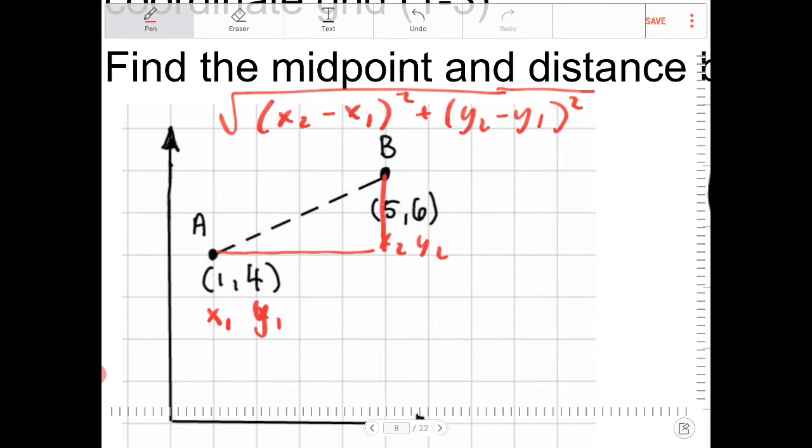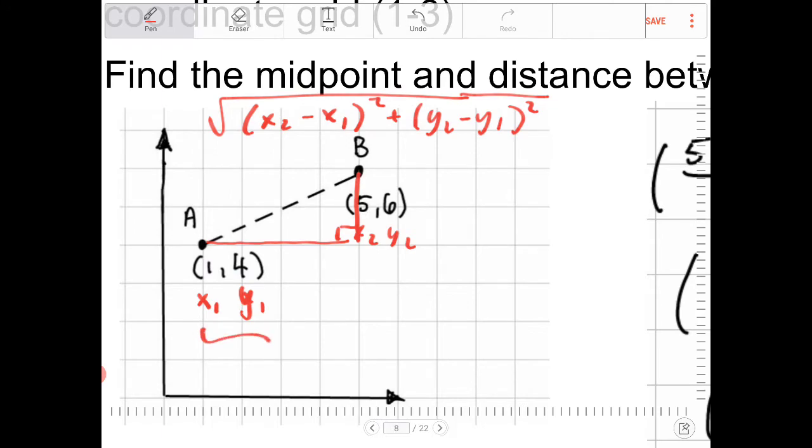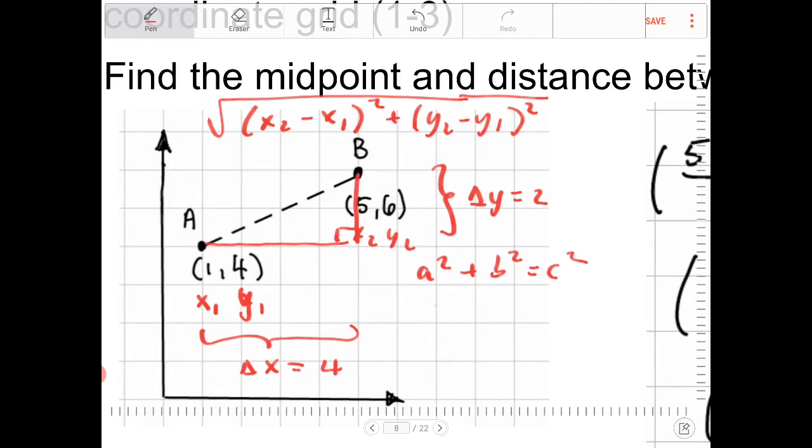we can construct a right triangle out of this and then try to figure out what the hypotenuse is using the Pythagorean theorem. Notice if I just count squares, the horizontal change, the delta x, is 4. The vertical change, delta y, is 2. So again, according to a squared plus b squared is equal to c squared, where c now is our hypotenuse, that's really the length of AB. This is 2 squared plus 4 squared is equal to c squared, or c squared is equal to 20.